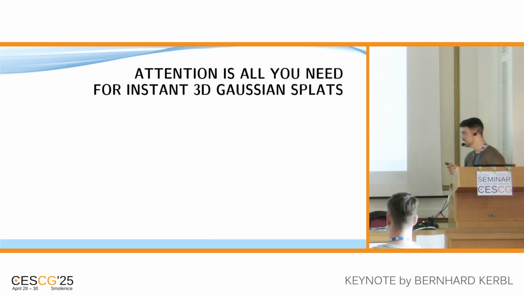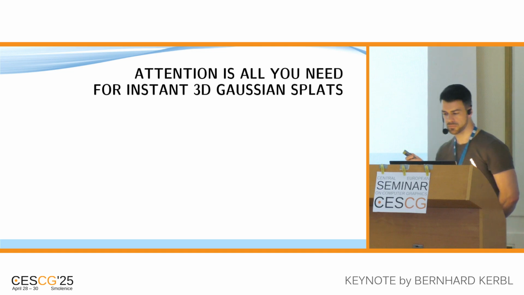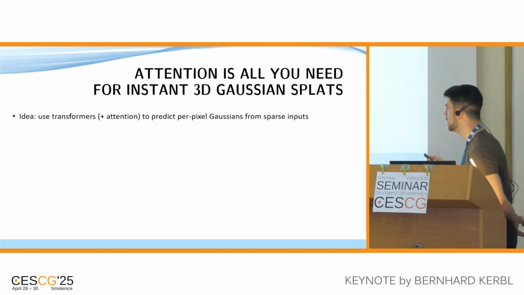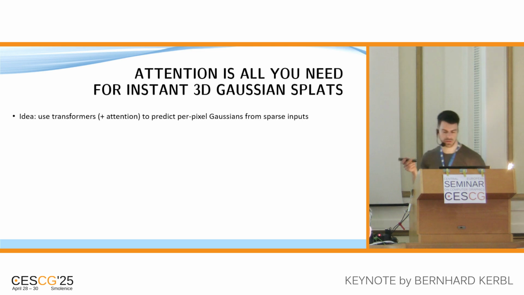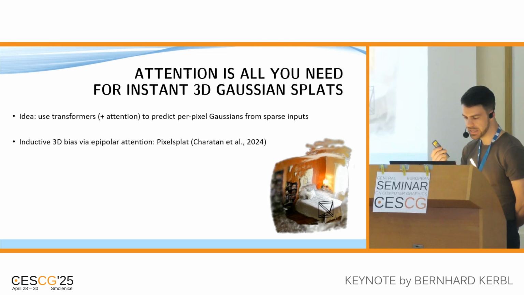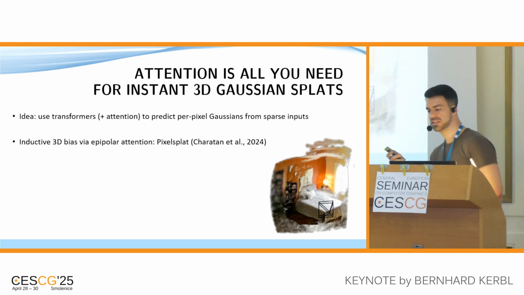Now, the solution is, of course, that you only need attention, as we already know, right, from previous machine learning. And so Jordan and colleagues in 2024 came up with using per pixel information for each individual reproduction, so each individual scene. So you basically use multiple views again, and you come up with a transformer architecture plus attention to predict per pixel Gaussians.